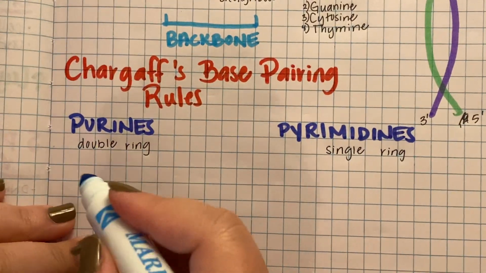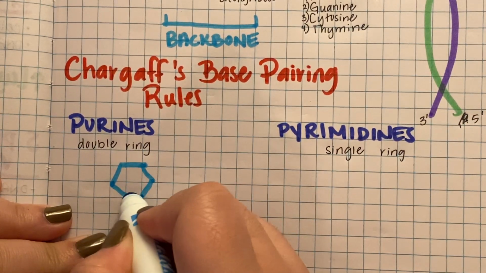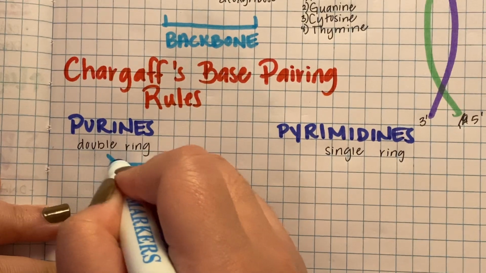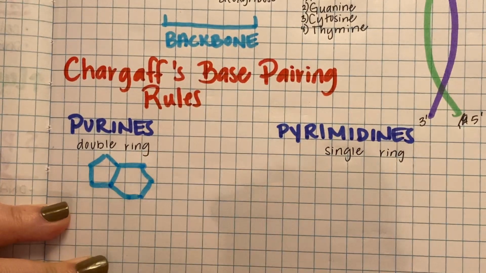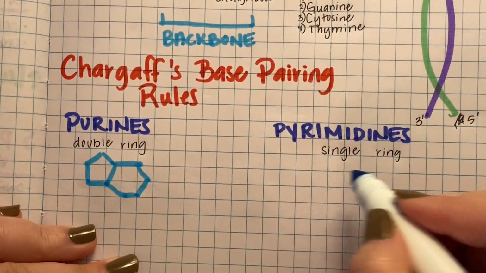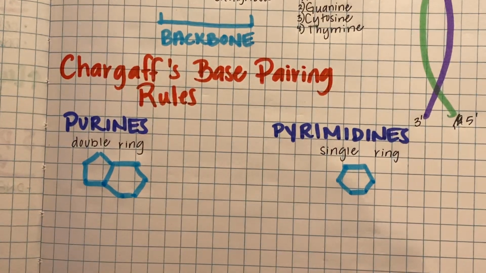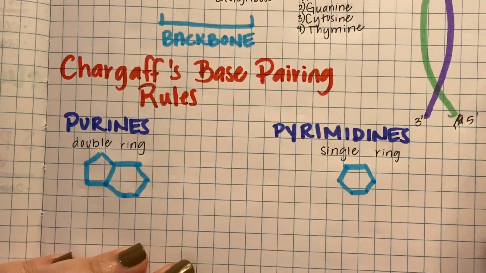The double ring structure would be something like so, where you have one ring and then another ring coming off of it. So they have a 2-ring structure, so they're longer. Pyrimidines are made of a single ring, so they're shorter. Like so.